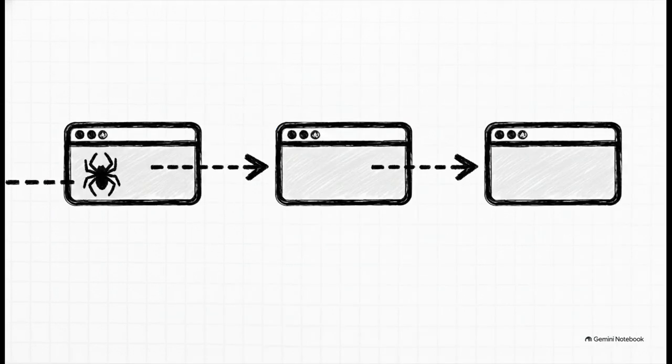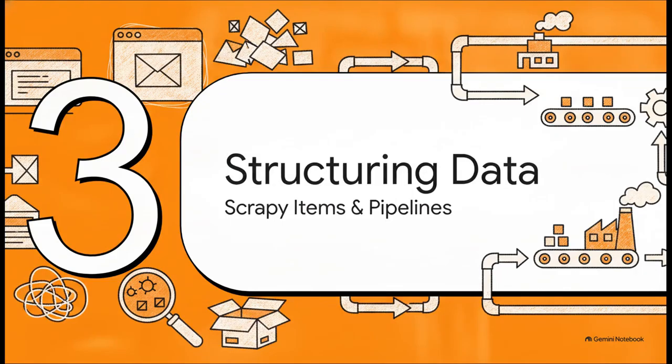But here is the spider's true superpower. It doesn't just scrape one page and stop. By yielding entirely new request objects directly from inside that parse method, the spider can automatically follow links. So it can discover that next page button, yield a new request, and just systematically crawl through an entire website all on its own. Now, gathering all those raw materials is fantastic, but we really need a standardized way to package them up, right?